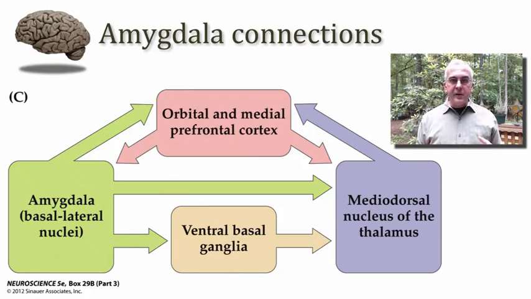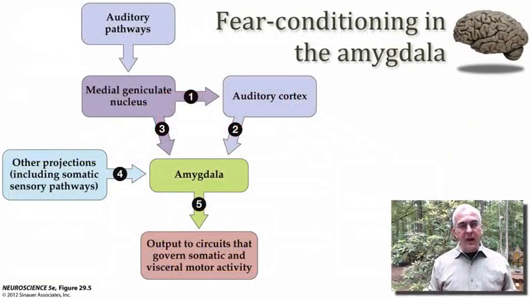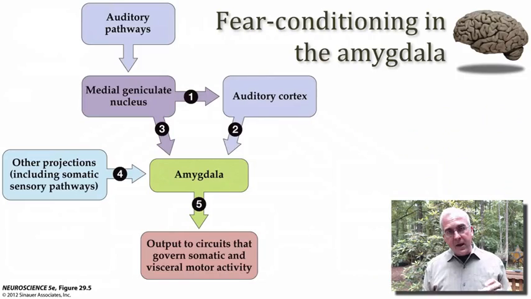Now, the centrality of the amygdala for learning the associations that produce emotion has been made much more clear from the use of animal models that have studied one particular dimension of emotional experience, and that is the emotion of fear. So in laboratory studies of fear conditioning, we've come to understand how the amygdala is really the key site for associative learning. So here's how these experiments typically go.